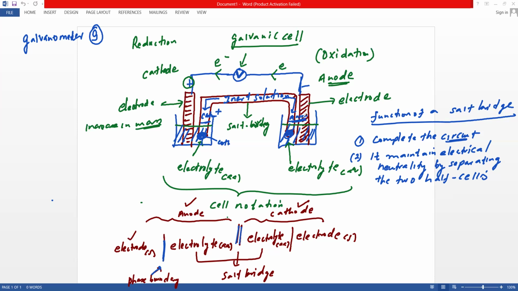So I'll continue with the second session to explain more about this galvanic cell in terms of writing the cell notation and how to use the standard potential reaction.